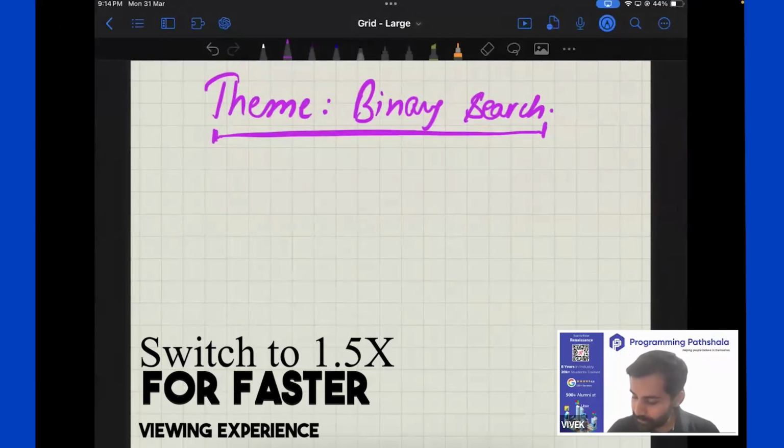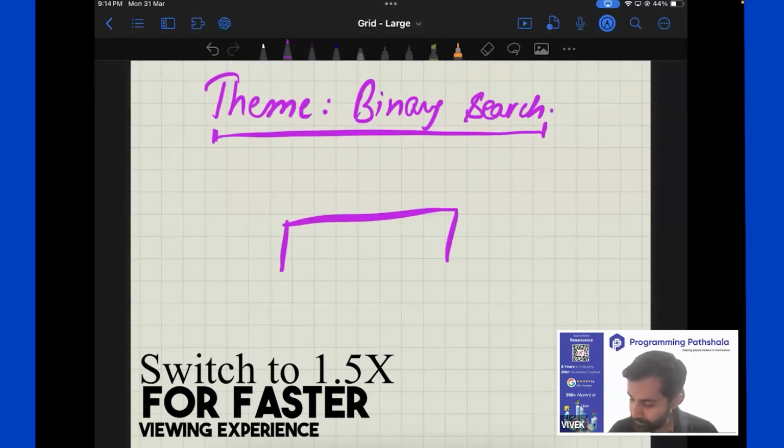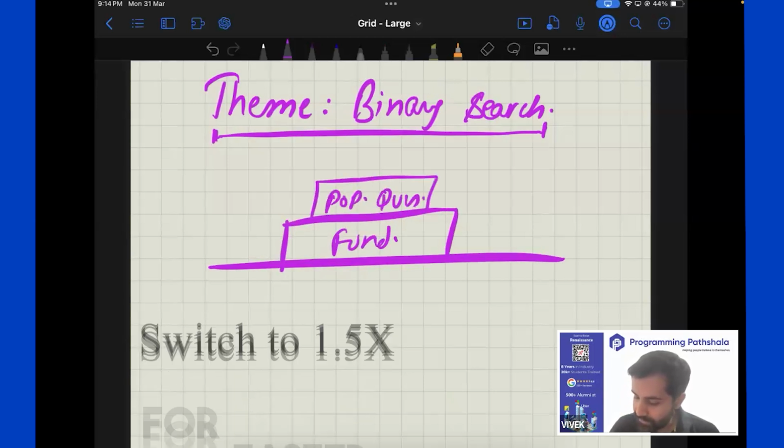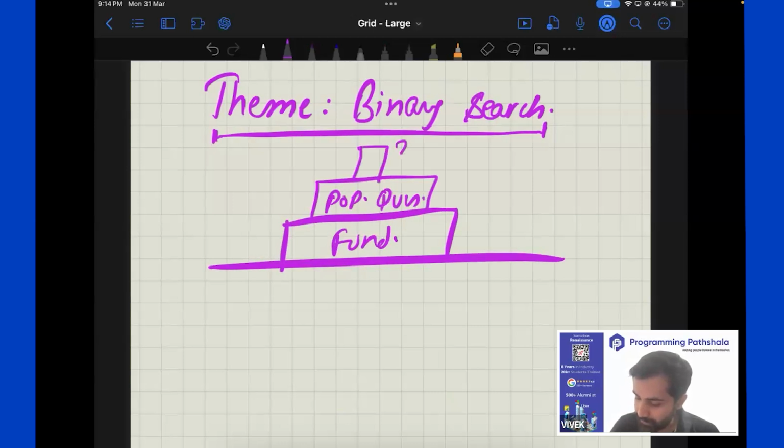So what we are going to do is we'll start and we'll first talk about the fundamentals. Then based on the fundamentals, we will solve some popular questions. Towards the end, we will top it up with a nice challenge.